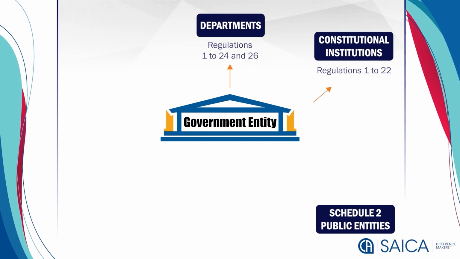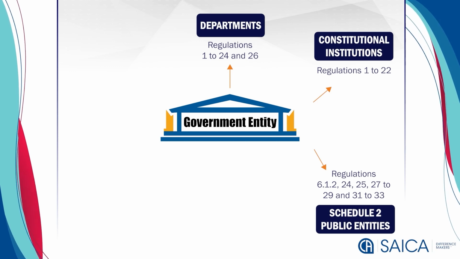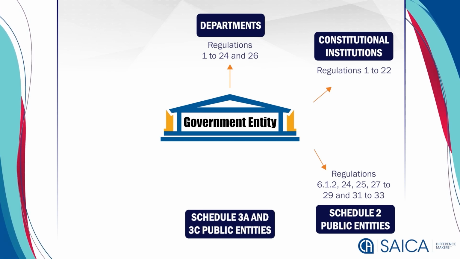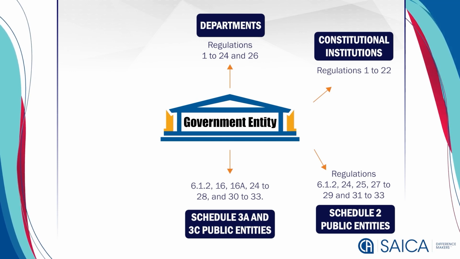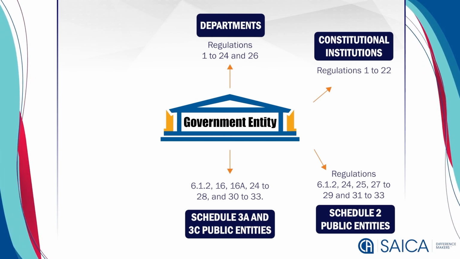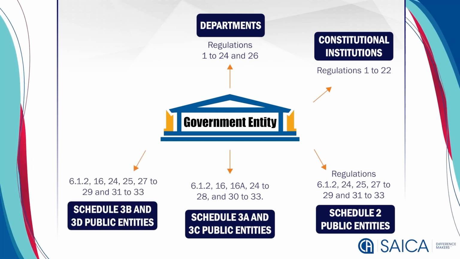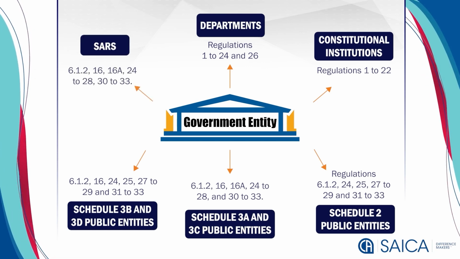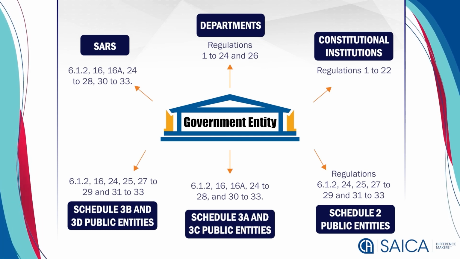Schedule 2 public entities, Regulations 6 to 12, 24, 25, 27 to 29, and 31 to 33. Schedule 3A and 3C public entities, 6 to 12, 16, 16A, 24 to 28, and 30 to 33. Schedule 3B and 3D public entities, 6 to 12, 16, 24, 25, 27 to 29, and 31 to 33. SARS, 6 to 12, 16, 16A, 24 to 28, 30 to 33.